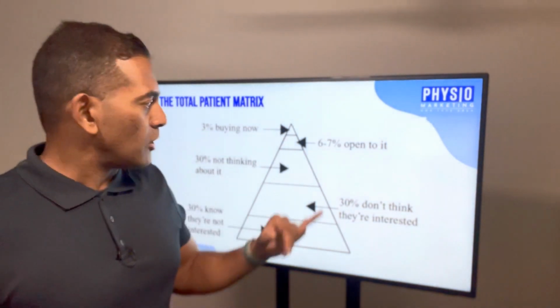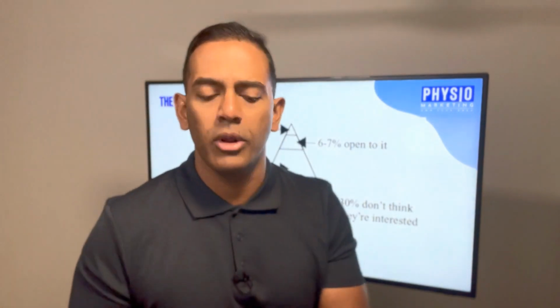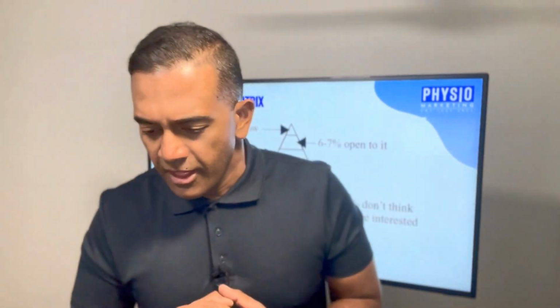Underneath that 3% buying now, you have 6 to 7% open to it, meaning that they're not typing in physio near me into Google. They're typing in things like how to treat lower back pain, or why am I getting lower back pain. They're doing research, in other words. They are looking for information. They know there is a problem, they've got lower back pain or whatever pain's going on, but they're typing things into Google to find out more about it, and they're open to a solution. That's about 6 to 7% of the people.